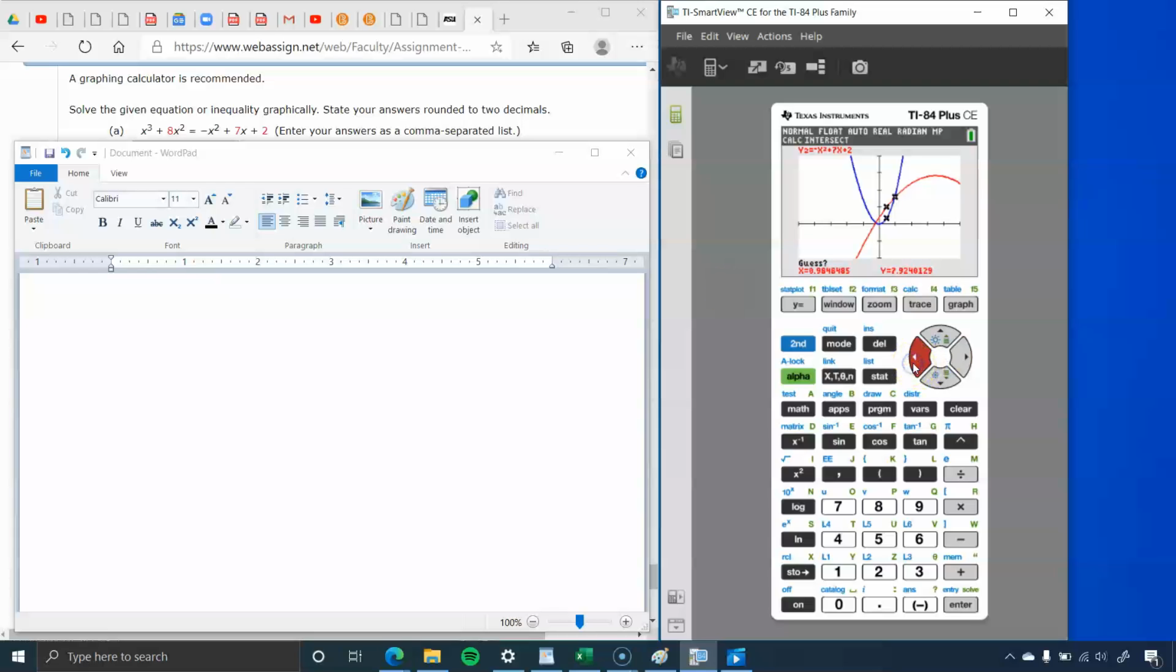Notice for max and min, you needed to put left bound and right bound, but for intersection, you don't. You just have to identify the two functions and then put the cursor near the guess point and then hit enter. And there you go. So the solution to the system is right there. That x value makes both functions have the same height. The height happens to be 7.612 if they ask, but the solution is 0.9236.